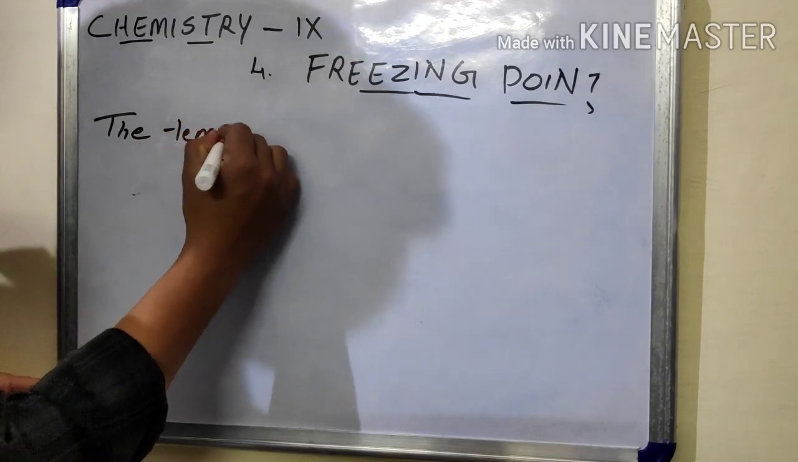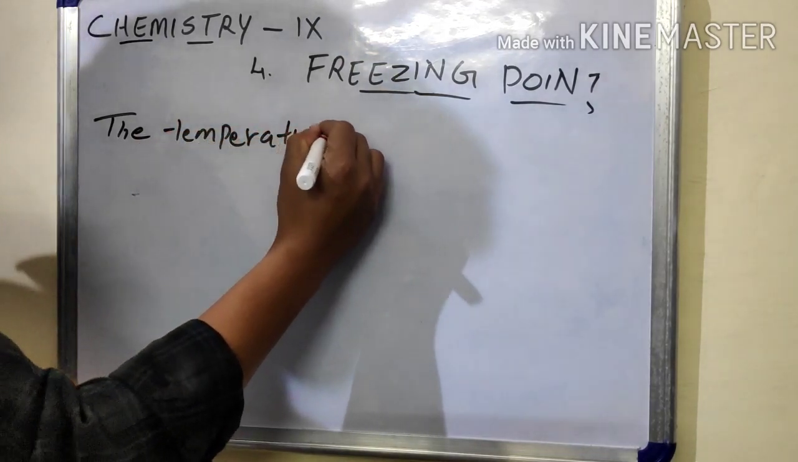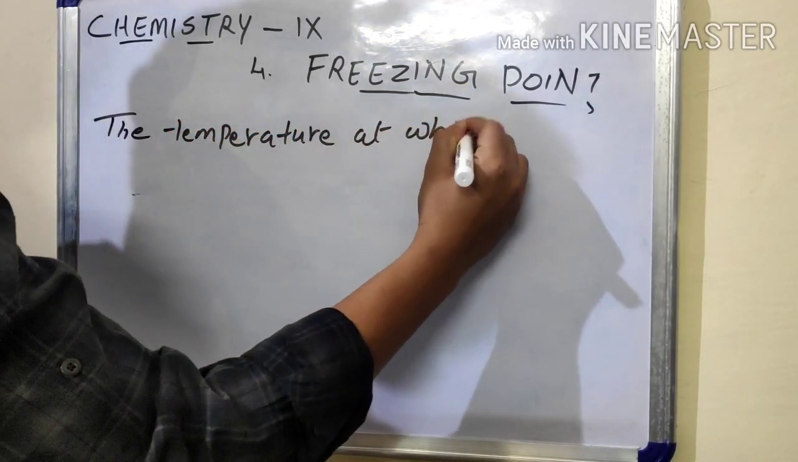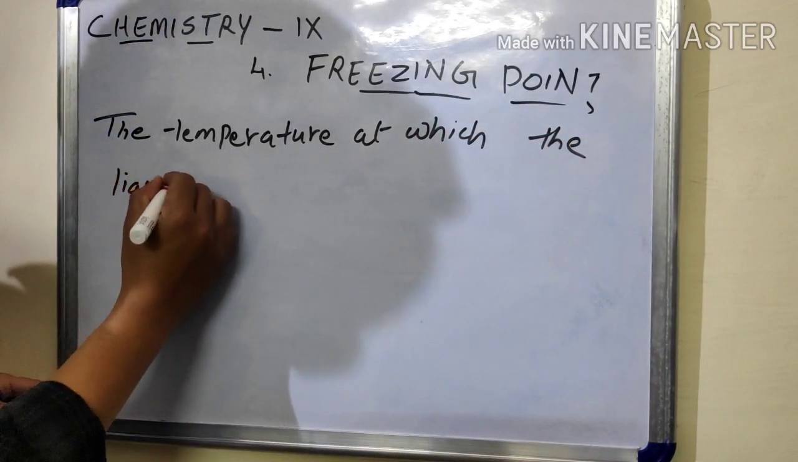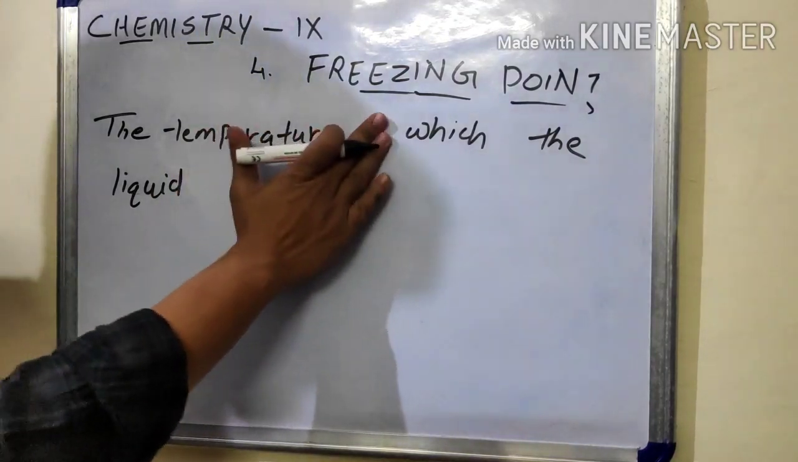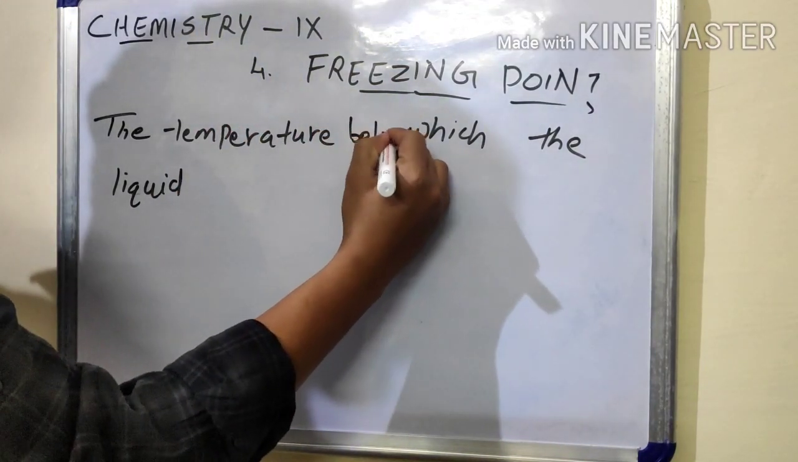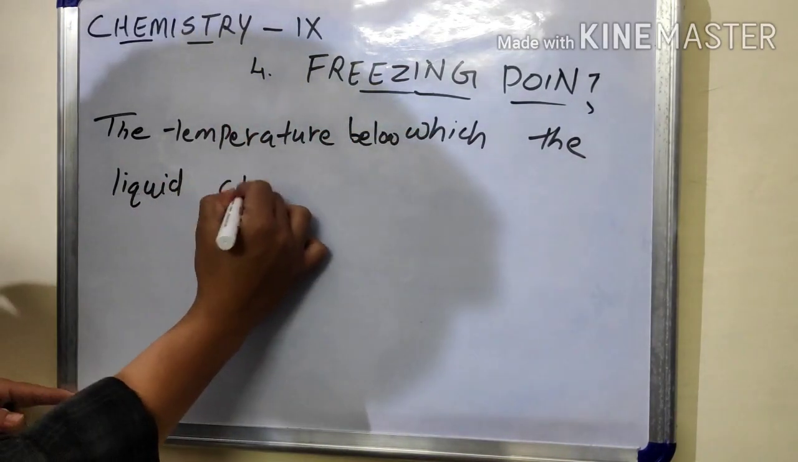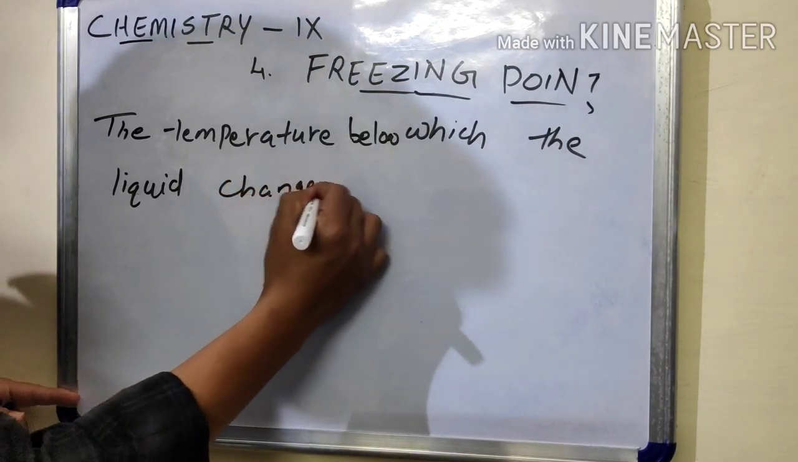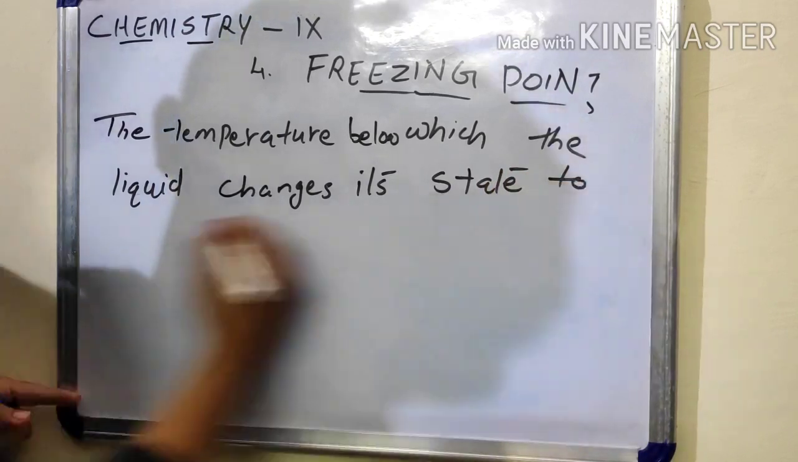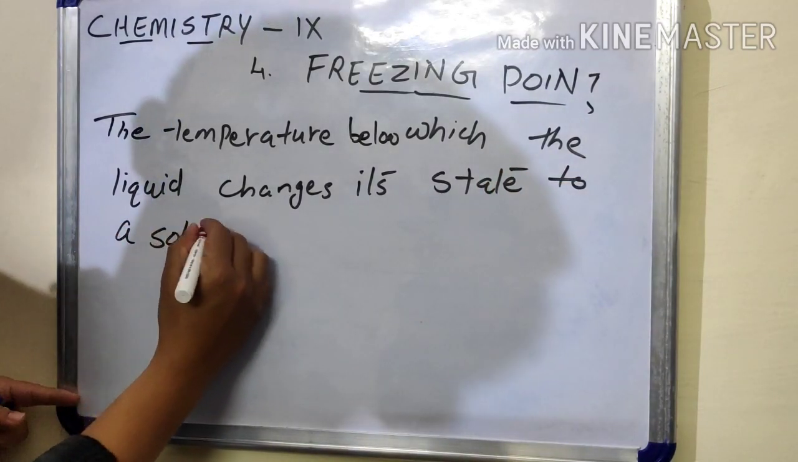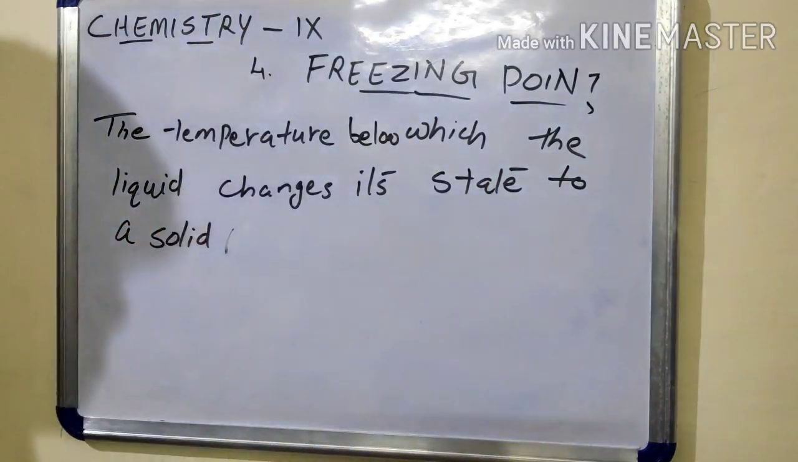The temperature at which, or you can write below which, the liquid changes its state to a solid is called its freezing point. Okay, so write it down.